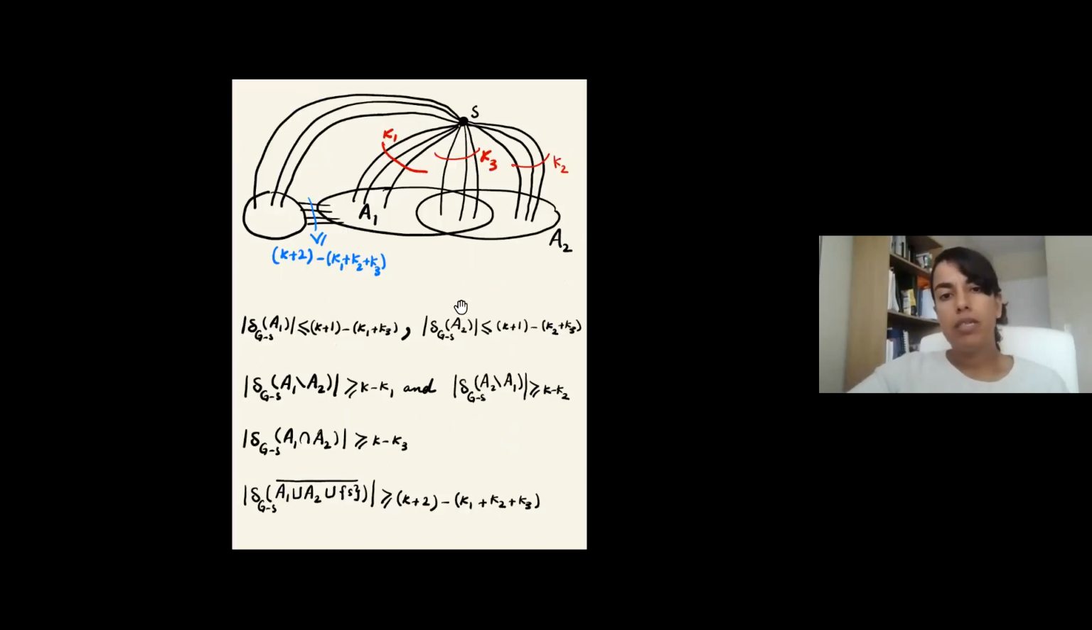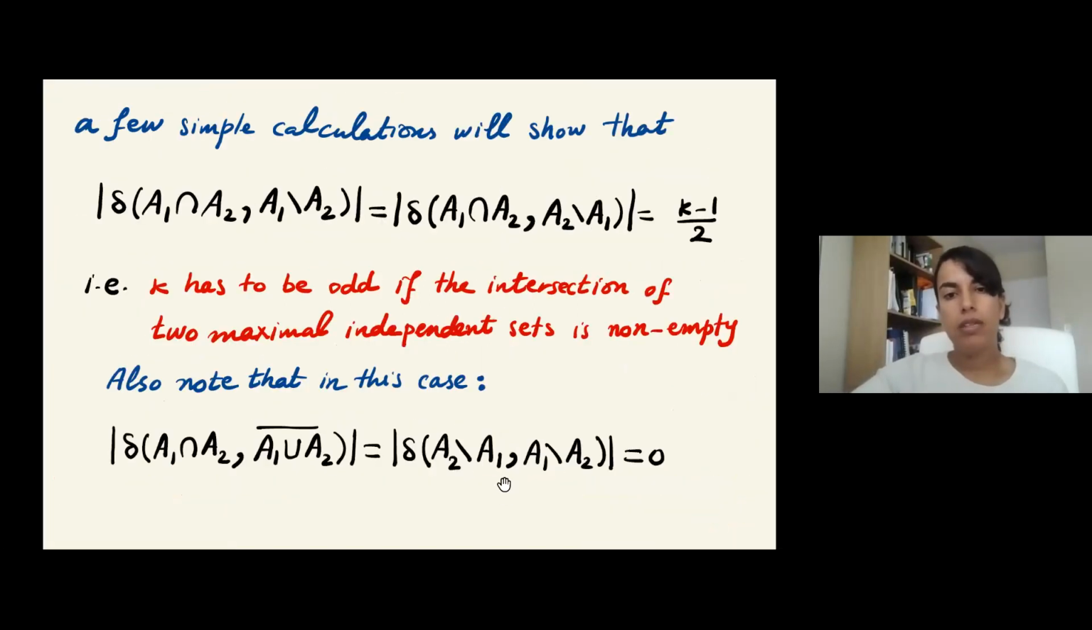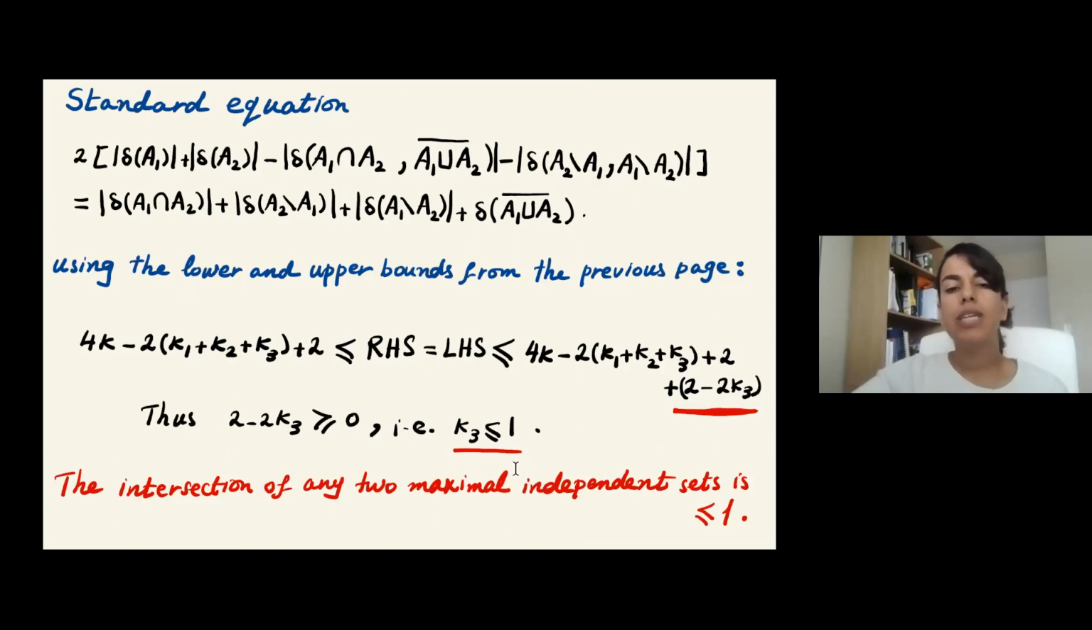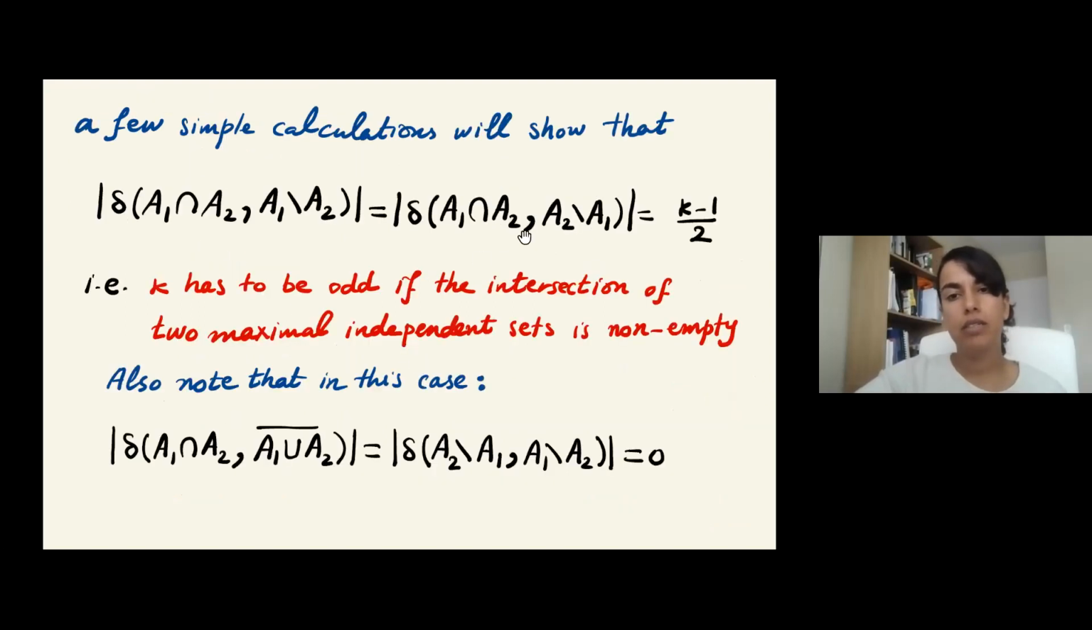So note that up until now, we didn't use any parities yet. Okay, now assume that there is actually an intersection. This will make this 0. The upper bound will equal the lower bound in that case, if there is an intersection. And this will force all the individual upper and lower bounds here to hold with equality. And then some calculations will give this number (k minus 1) over 2, which means that k has to be odd if there is an intersection between the two maximal independent sets.